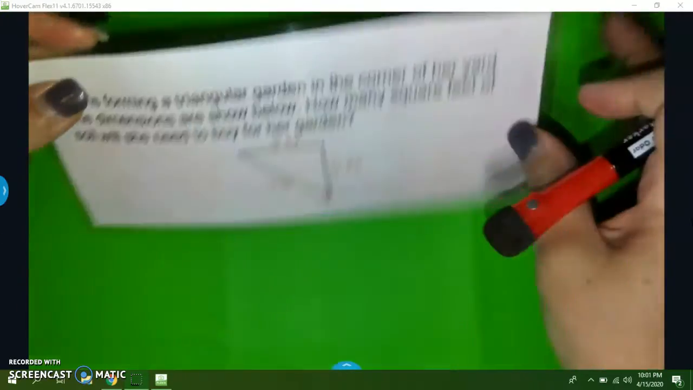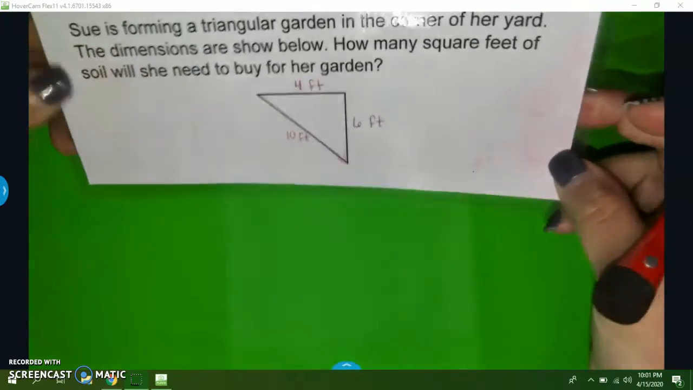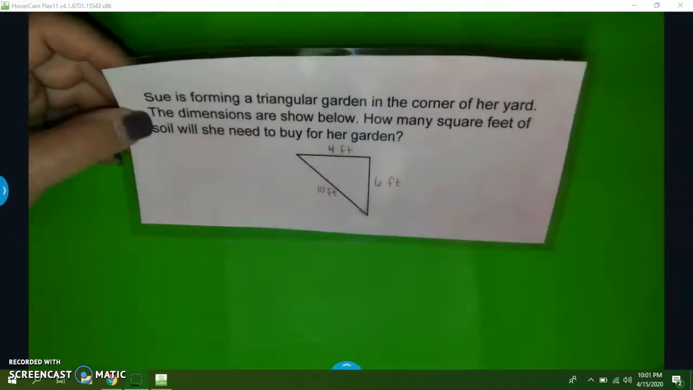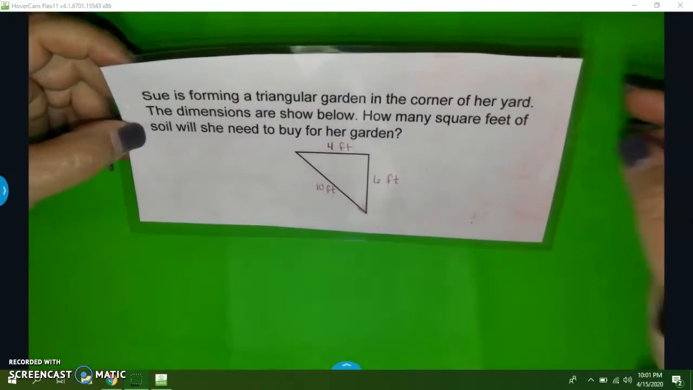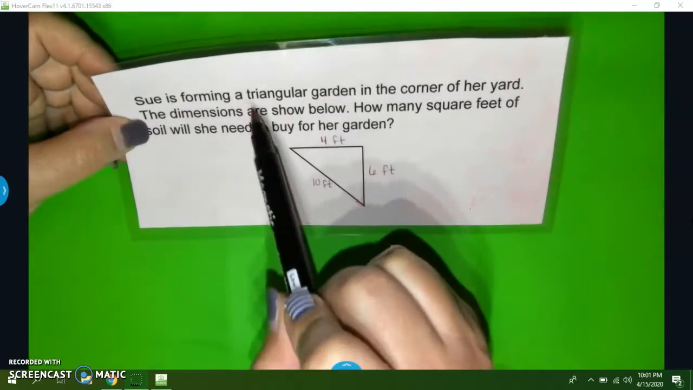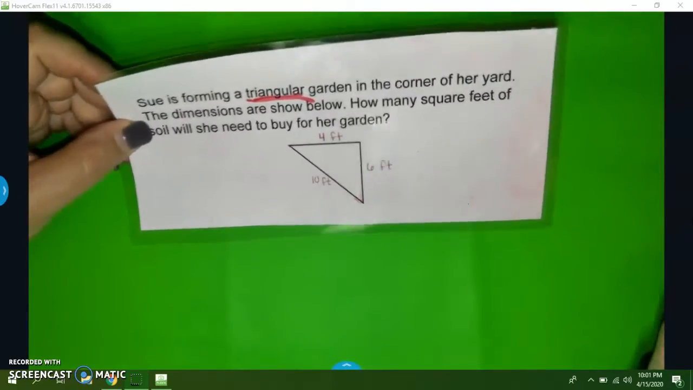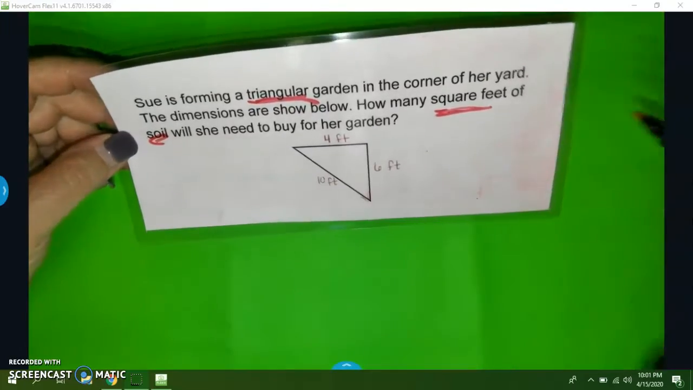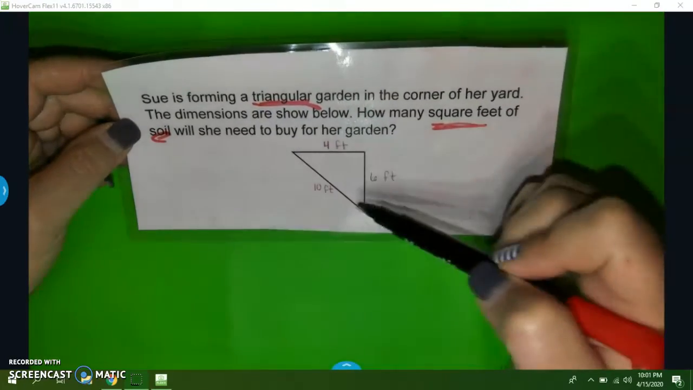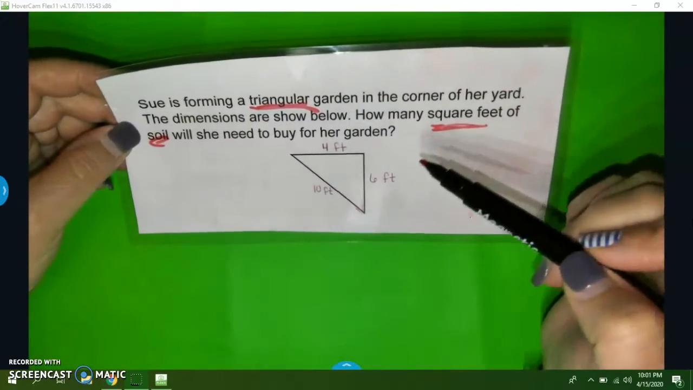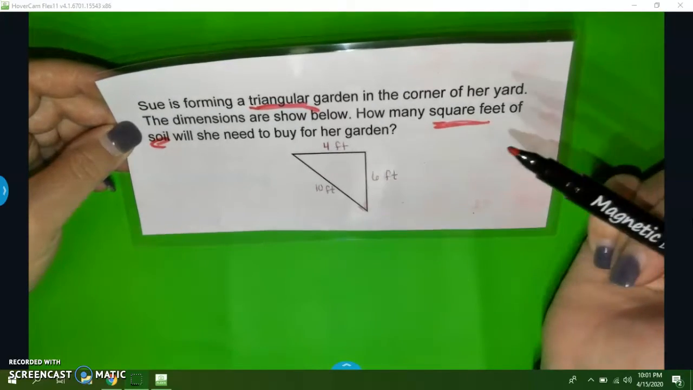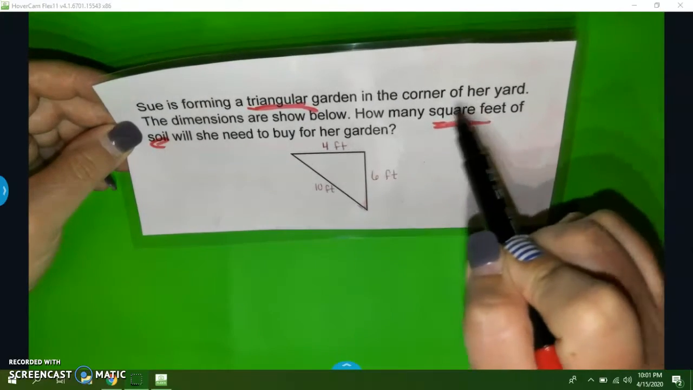Alright, next we have a triangle, a tricky triangle. Sue is forming a triangular garden in the corner of her yard. The dimensions are shown below. How many square feet of soil will she need to buy for her garden? Now, they've already done some nice planning here for me. They've shown me her triangular garden. They've given me the lengths of the sides. Now, I need to figure out what they want me to do.